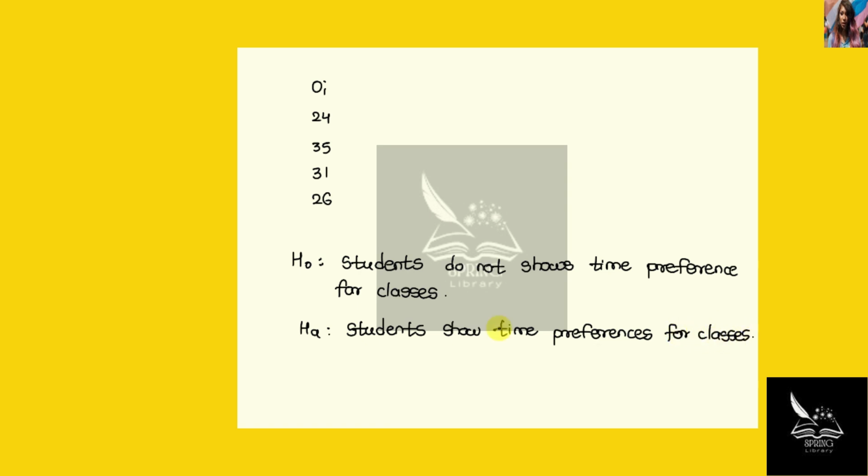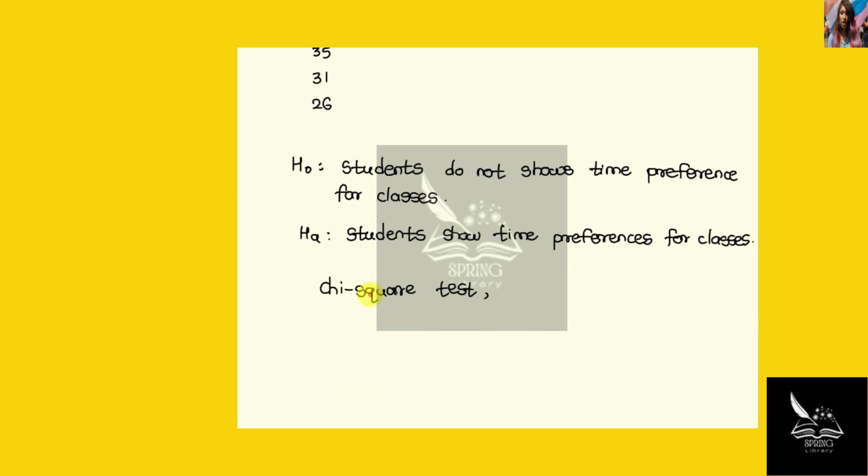Now to test this hypothesis we are going to use the chi-square test, in which the test statistic is given by chi-square equals the summation of (observed frequency minus expected frequency) squared divided by the expected frequency. Suppose this is equation number 1.